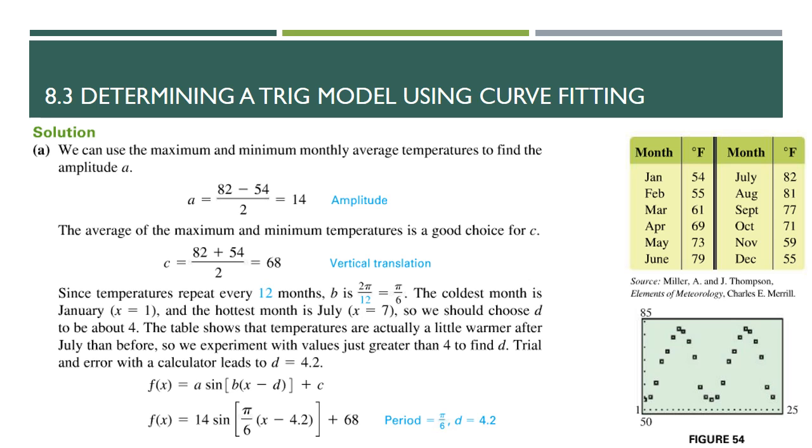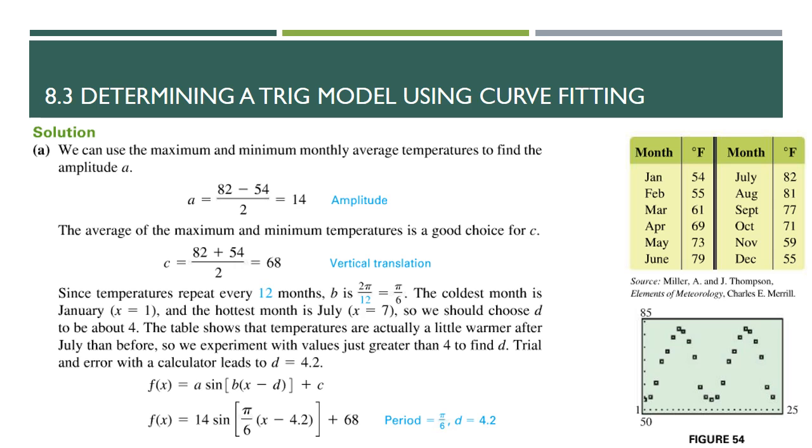For C, which is kind of the baseline that the curve wraps itself around, we are going to take the maximum and minimum, and we're going to average them. So we're going to find the middle of the two, which is 68 degrees. So that's going to be kind of my 0 line, 68. And my amplitude is going to be 14. So I've got A now, and I've got C.